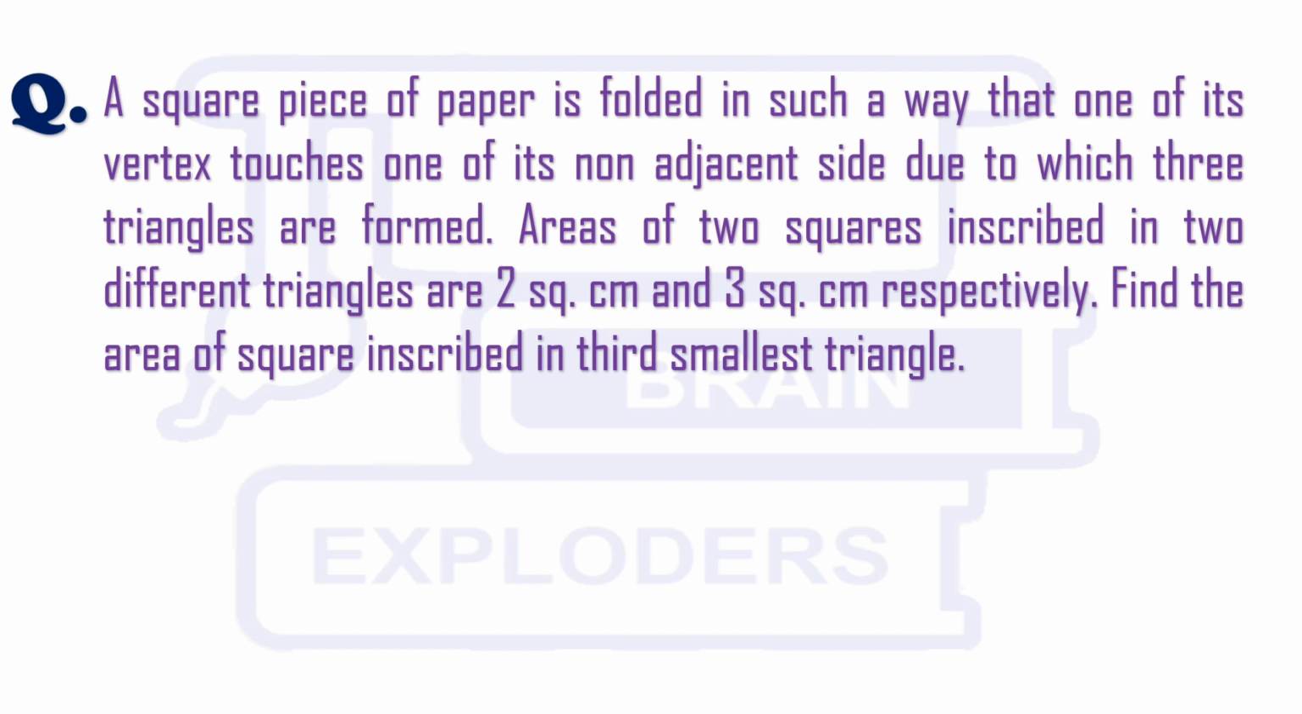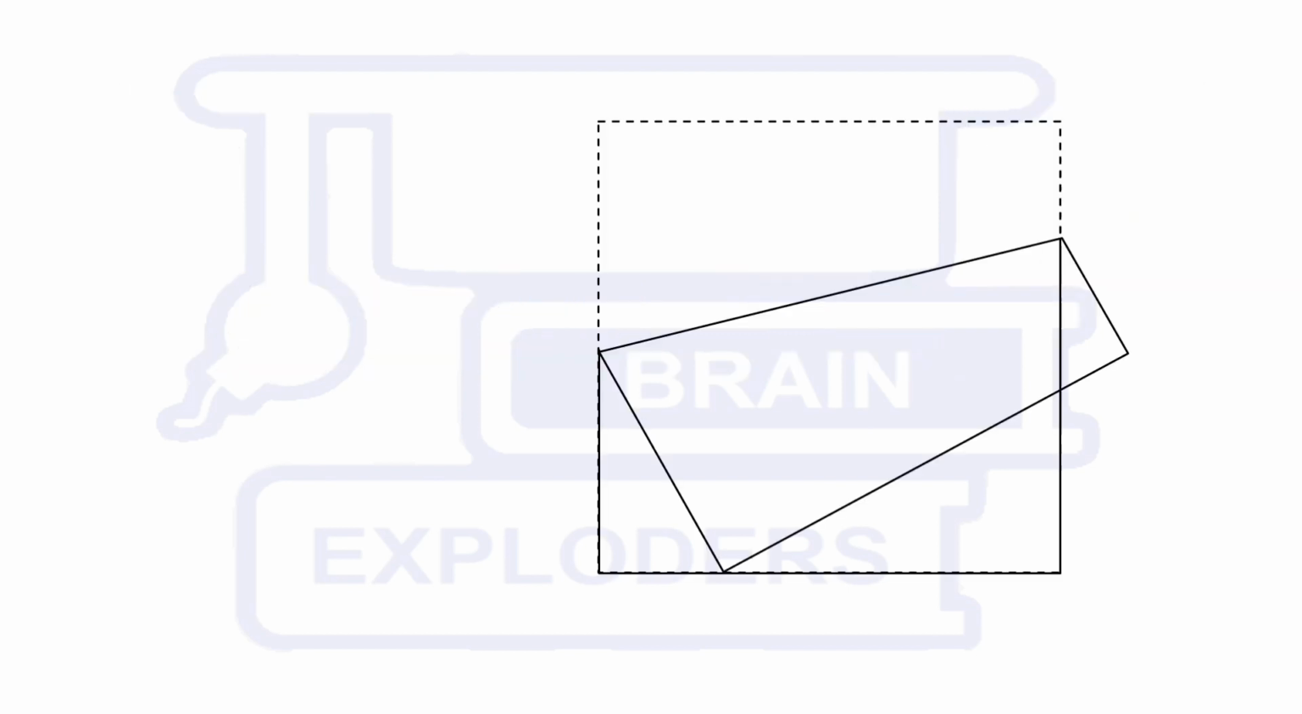Here is a square piece of paper which is folded. These dark lines are showing the new position of this paper and these dotted lines are showing the previous position of the paper. Here three triangles are shown in which squares are inscribed there.